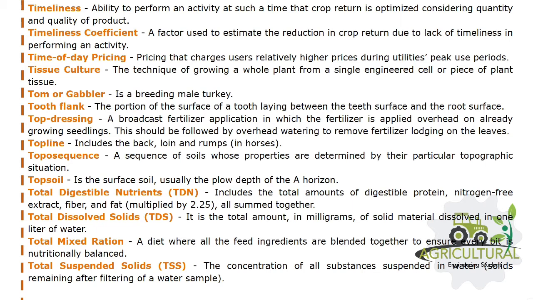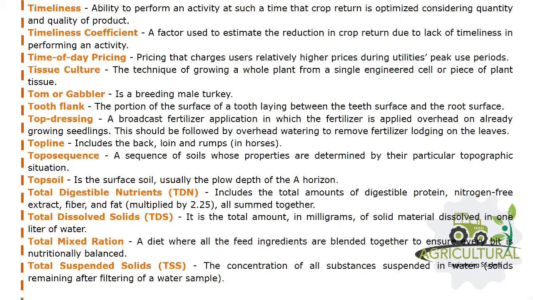Tom or gobbler, is a breeding male turkey. Tooth flank, the portion of the surface of a tooth lying between the tooth surface and the root surface. Top dressing, a broadcast fertilizer application in which the fertilizer is applied overhead on already growing seedlings. This should be followed by overhead watering to remove fertilizer lodging on the leaves. Top line, includes the back, loin and rump, in horses.